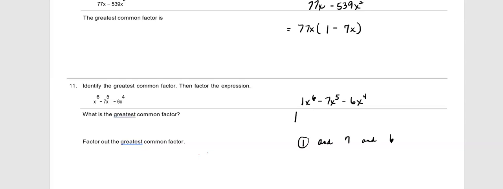We have the common letters here, all x. The one with the lowest exponent is the x to the first. And that's what we use in order to factor out of our trinomial. So we'll be left with 1x to the fourth times x squared minus 7x minus 6 for the answer.